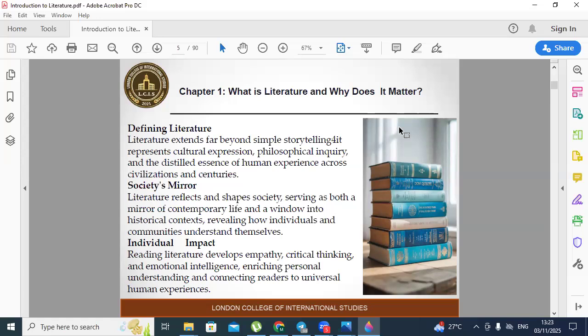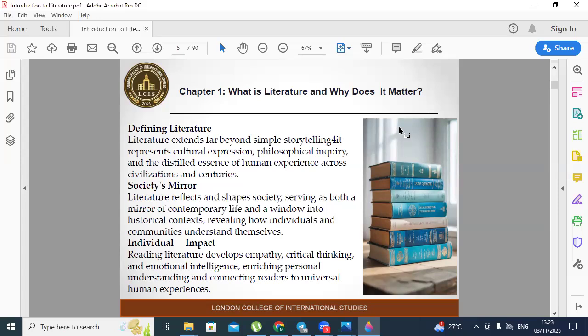Society's mirror. Literature functions both as a mirror reflecting contemporary life and as a window into historical contexts. It reveals how individuals and communities understand themselves, their values, and their place in the world.